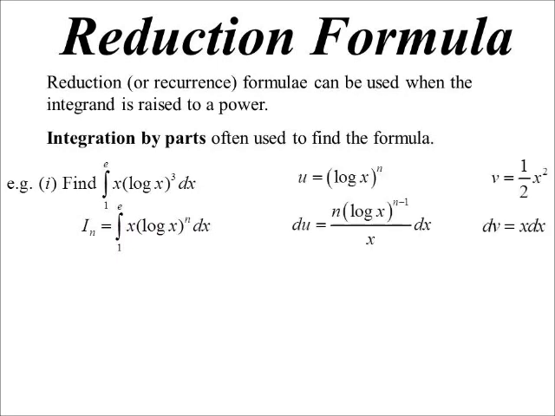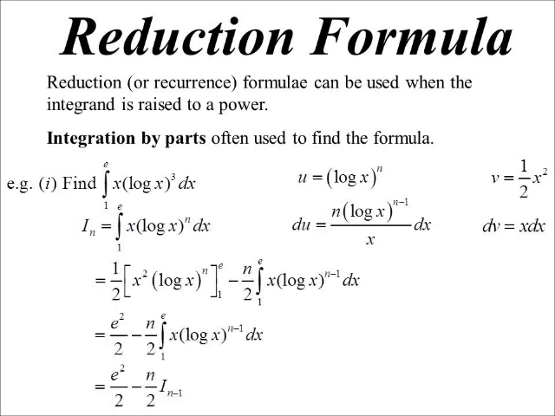So my u will be (log x)^n. My du will be n (log x)^(n-1) over x. dv becomes x, so v is a half x squared. We get uv, a half of x squared (log x)^n, minus the integral of v du. So half's a common factor, n is also a common factor we can pull out, and we get x (log x)^(n-1), and you can see we've reduced the power of the integral by 1.